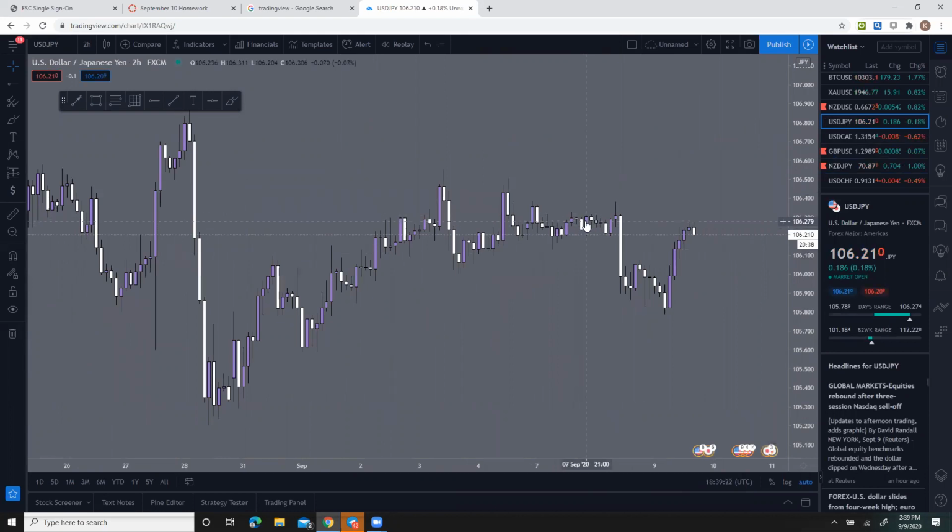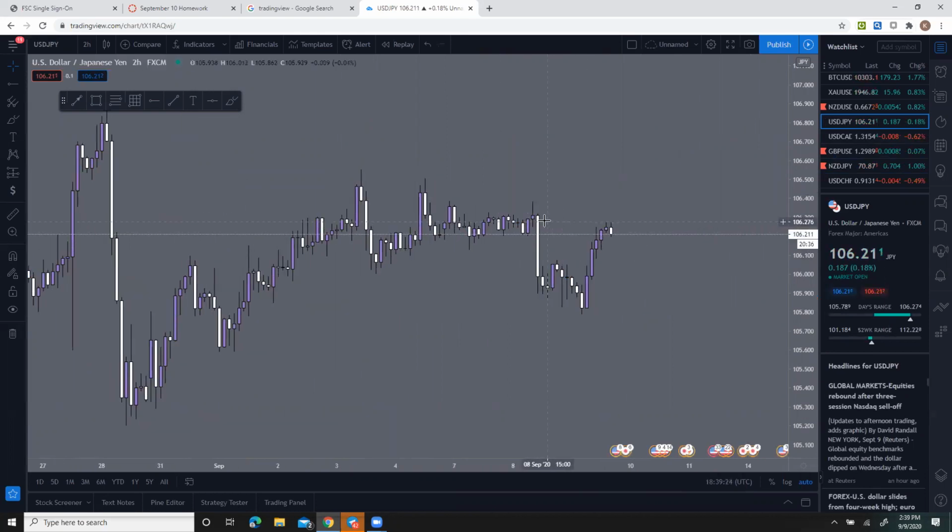All right. Ooh, looks like this one just activated. Look at that. It's already shooting down on this UJ. Price is probably going to come down to about right here before it goes on that rise again.